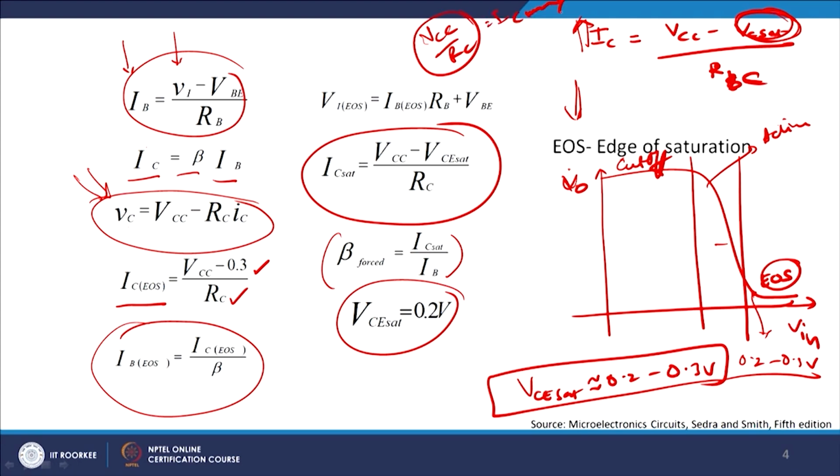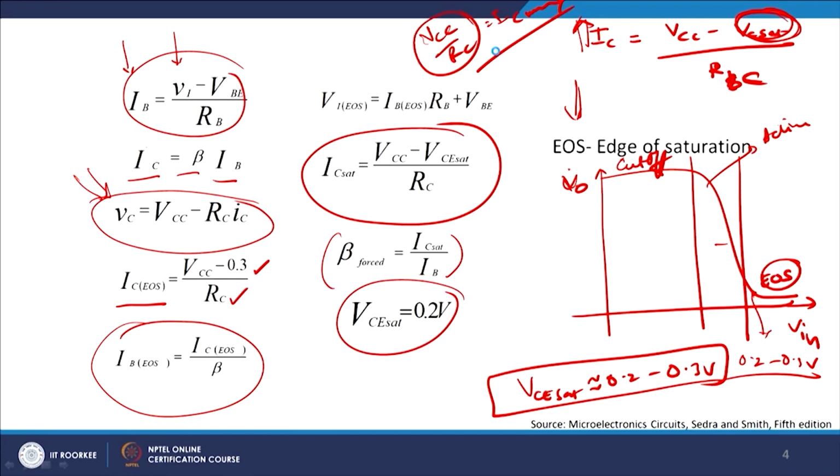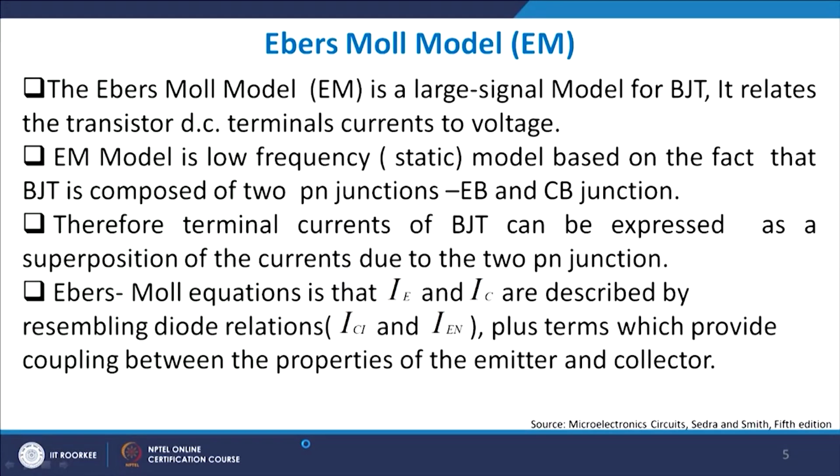So, IC max can be written as VCC by RC, and that is the reason why, for example, in this case when you have a switch, you have to ensure that the IC value moves from a relatively high value to relatively low values when you move from the active region to the edge of saturation. At the edge of saturation, the value will be relatively very small. So, you have to keep this in mind as far as understanding switching is concerned.